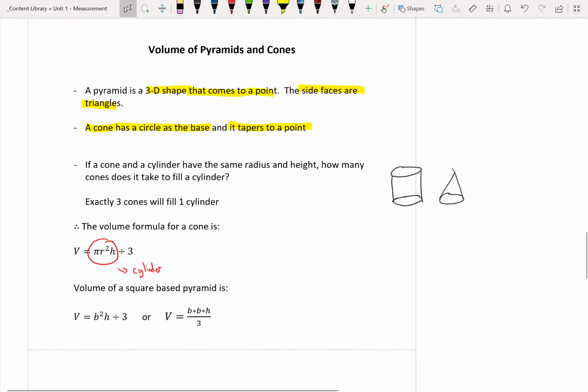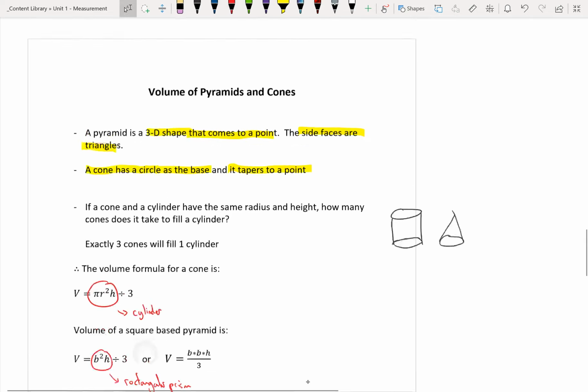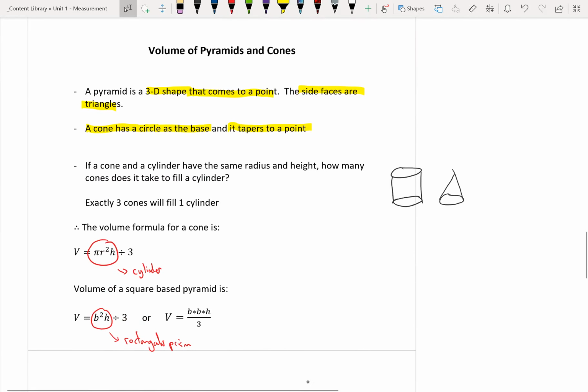Similar to a square-based pyramid, we have the volume formula for a rectangular prism, and we're dividing it by 3. Again, you don't need to worry too much about that. That's just more background on where the formulas come from and how they were discovered.